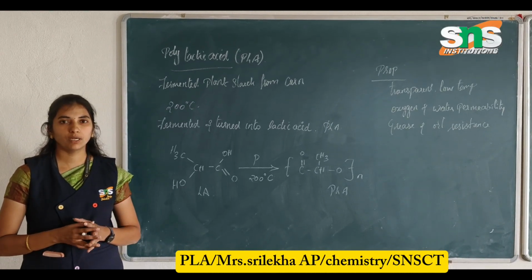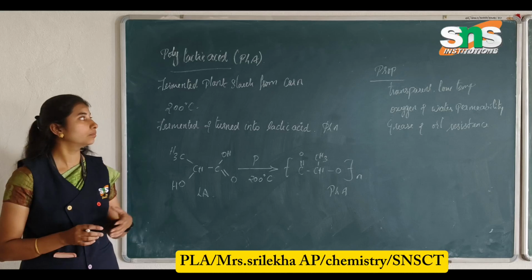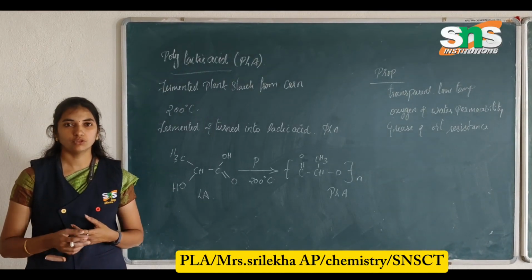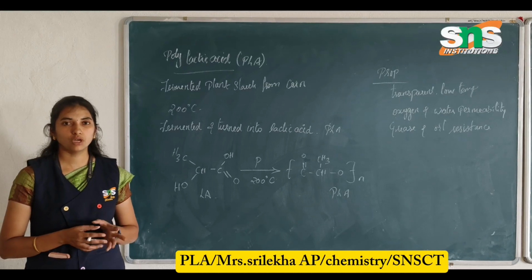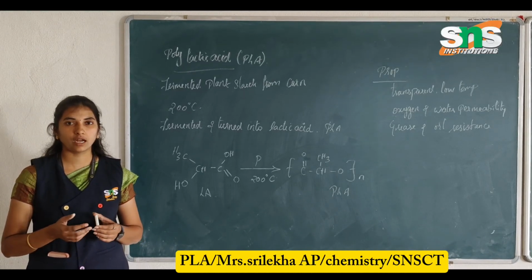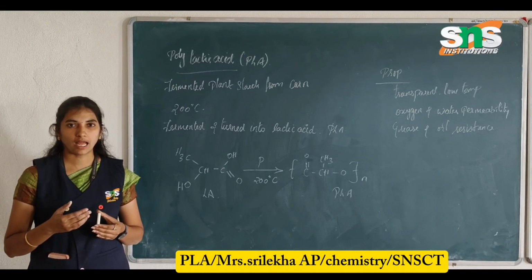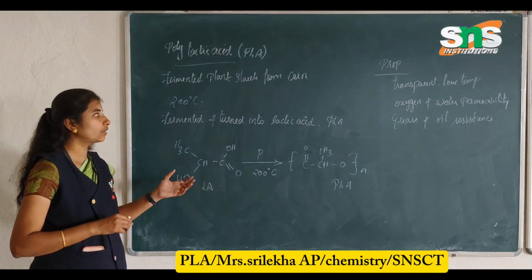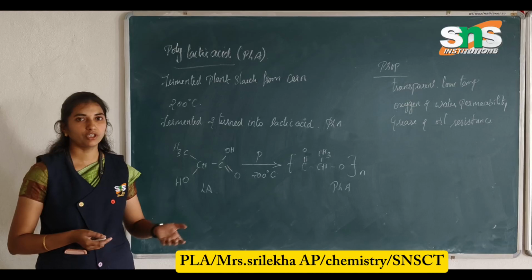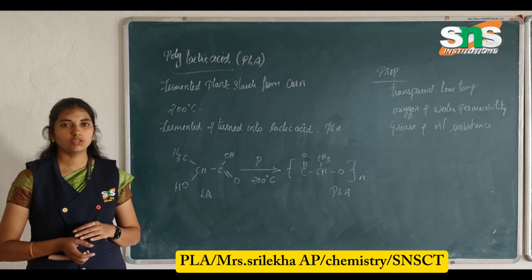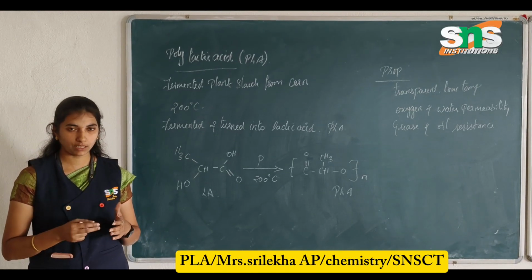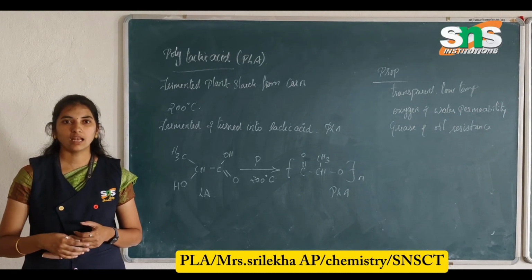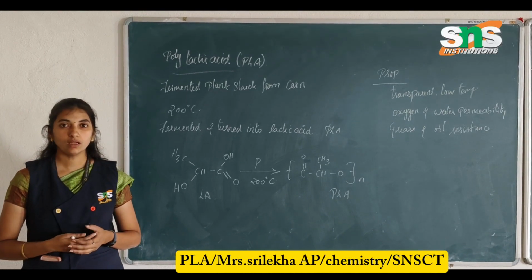It is made by fermenting plant starch from corn, maize or sugarcane pulp. The sugar is fermented and transformed into lactic acid, which leads to the formation of polylactic acid. So the sugar pulp is first fermented, turned into lactic acid, and the lactic acid is then converted into polylactic acid.